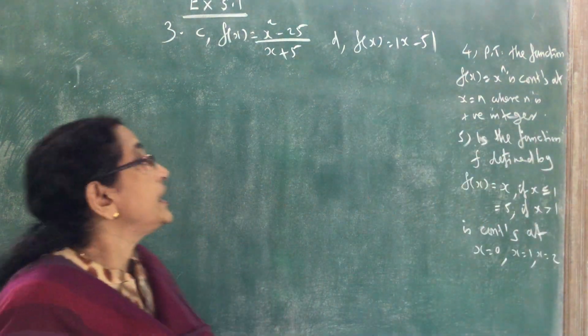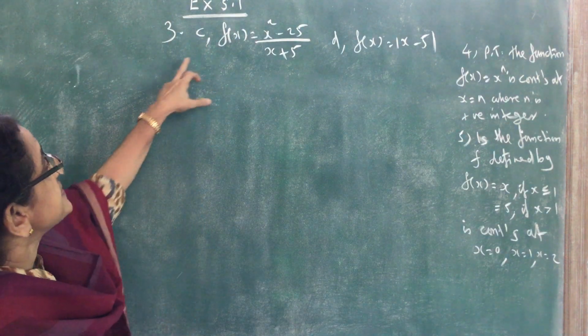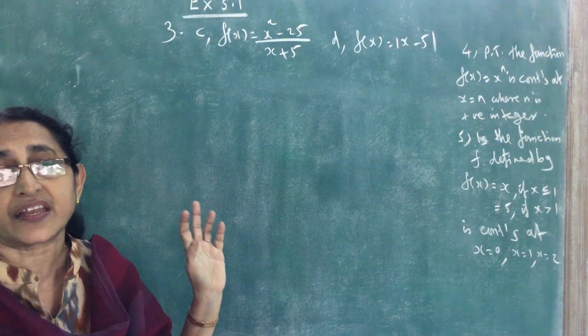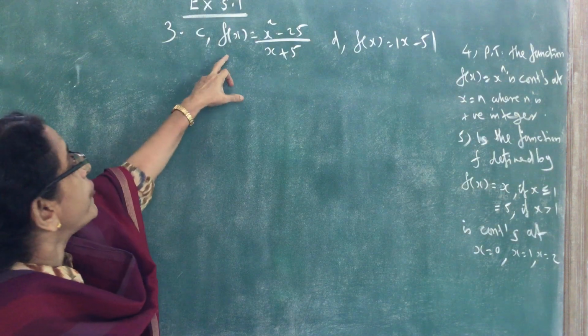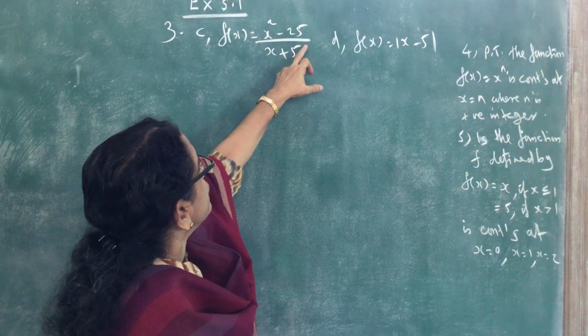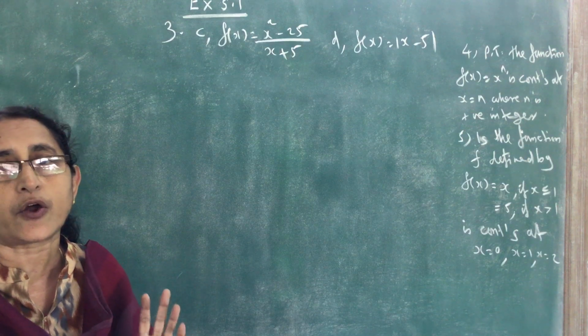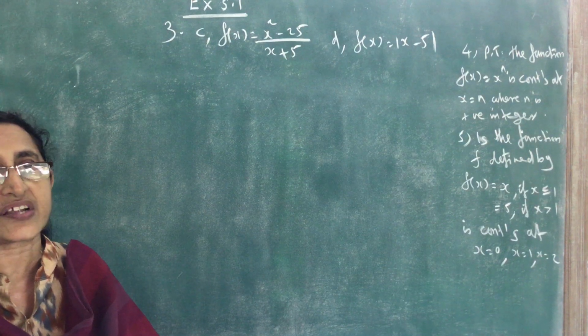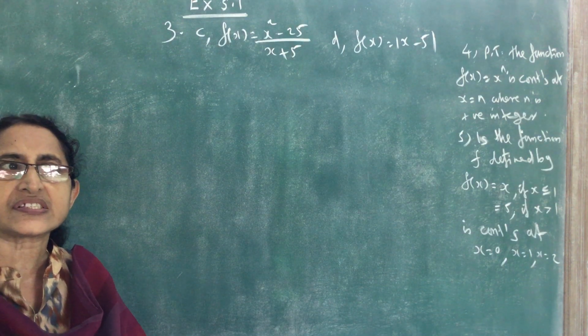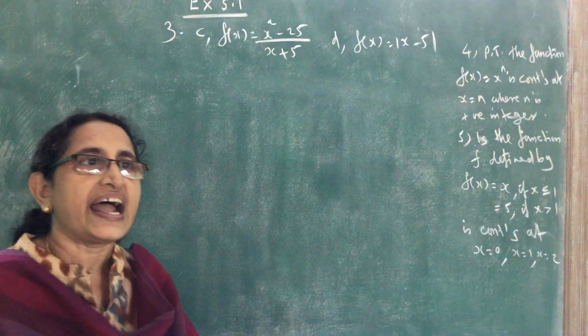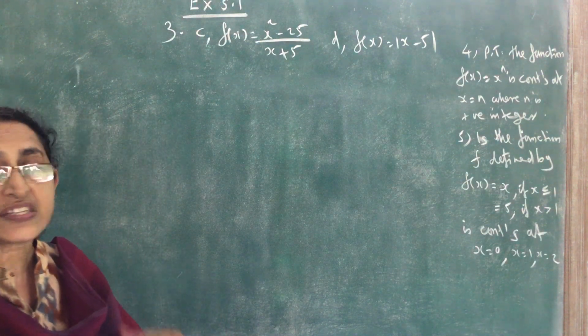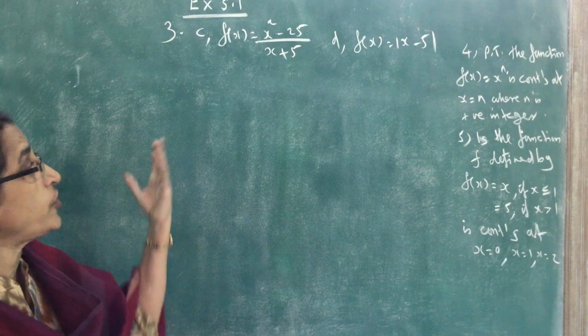Third question, 5.1 third. We have to examine the continuity of the function f of x equal to x square minus 25 by x plus 5. Examine the continuity means we have to find out whether the function is a continuous function, that is, whether it is continuous at every point of the domain. First we have to think what is the domain of the function.